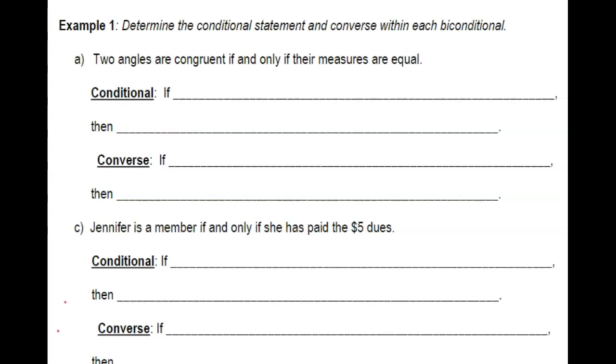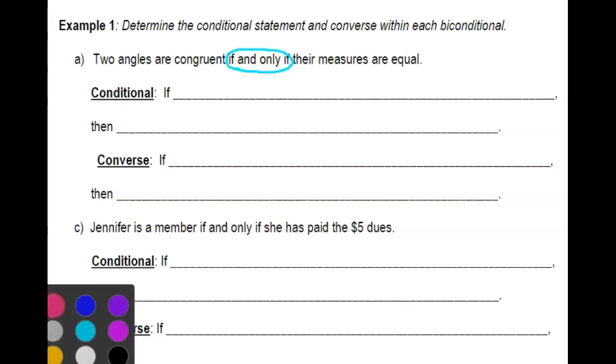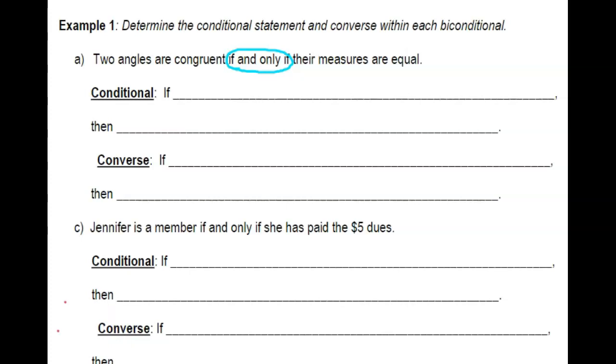So example 1A, and I'm going to do the same thing that I did yesterday. I'm going to underline what I think is the hypothesis and circle what I think is the conclusion, and that's going to help me keep my statements straight in my mind. Example 1A says, two angles are congruent if and only if, there's that biconditional language, their measures are equal. So my hypothesis is that two angles are congruent. My conclusion is that their measures are equal.